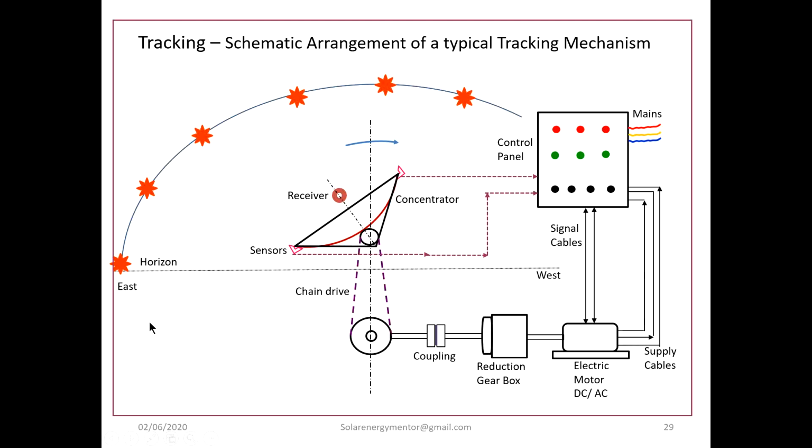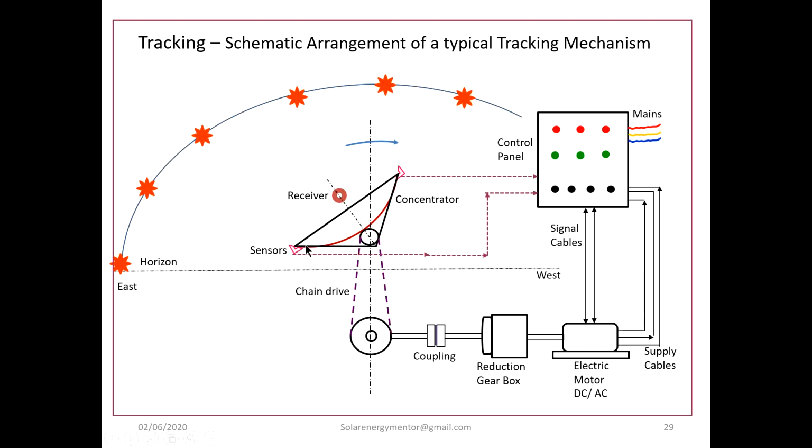So in this figure, these are the directions shown. This is east, this is west, this is horizontal. The sun moves from east; it rises from east and then it sets in the west direction.